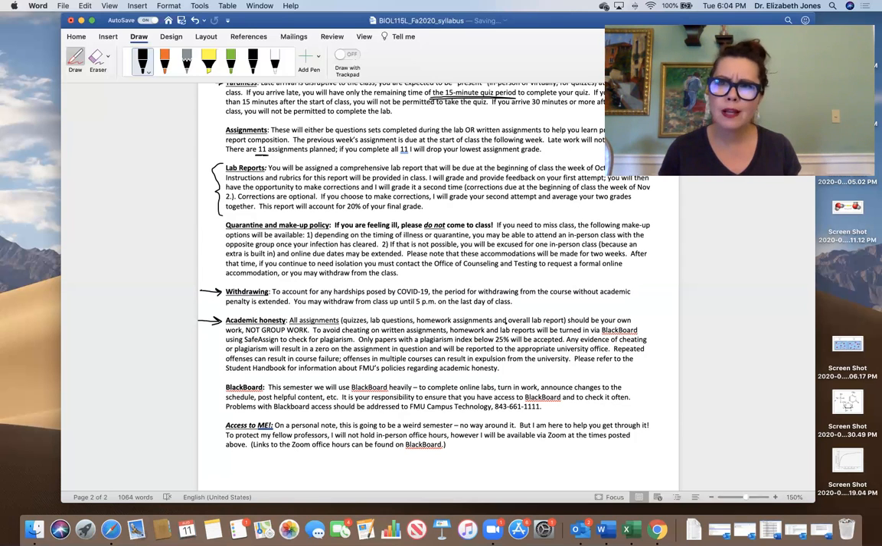So don't be tempted. I know it's tempting because it's a high stakes environment being in college and trying to get your GPA to be as high as it can. But don't be tempted to do that.